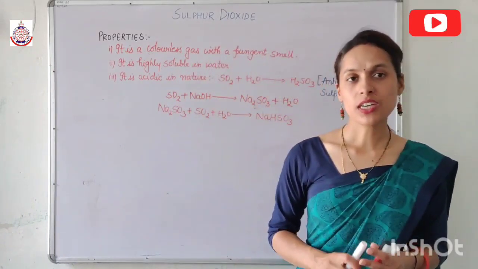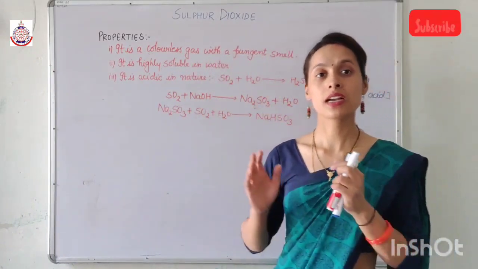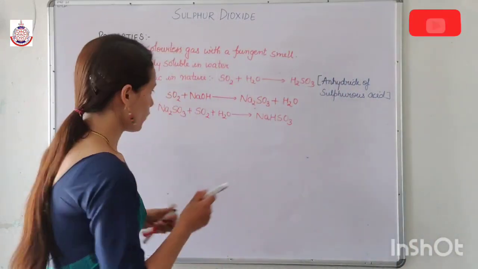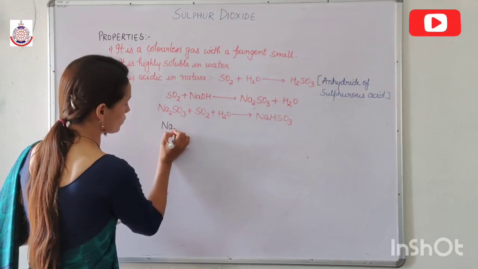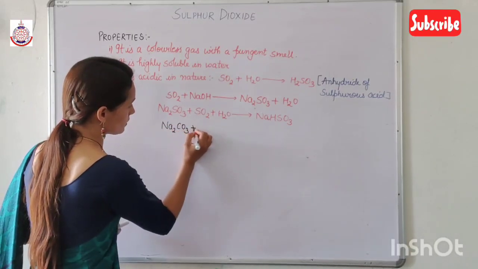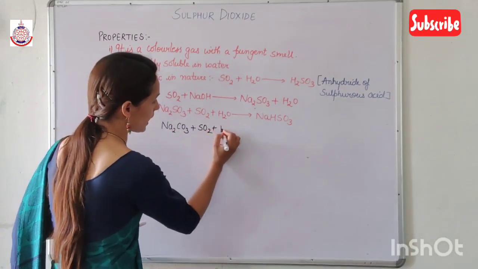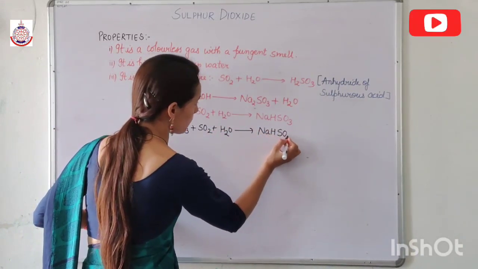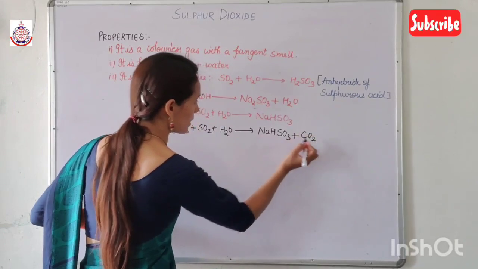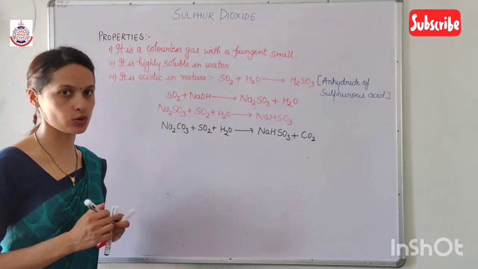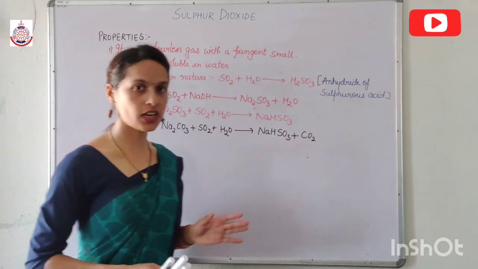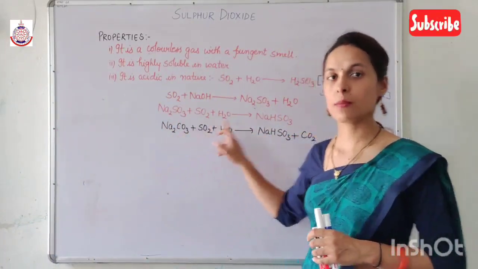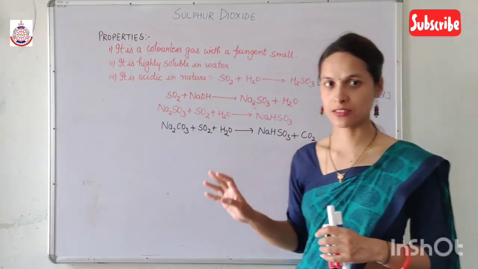Being acidic in nature, it also reacts with metal carbonates to liberate carbon dioxide. For example, sulfur dioxide reacts with Na2CO3 to form NaHSO3 plus CO2. So being acidic in nature, sulfur dioxide reacts with metal carbonates to liberate carbon dioxide gas.